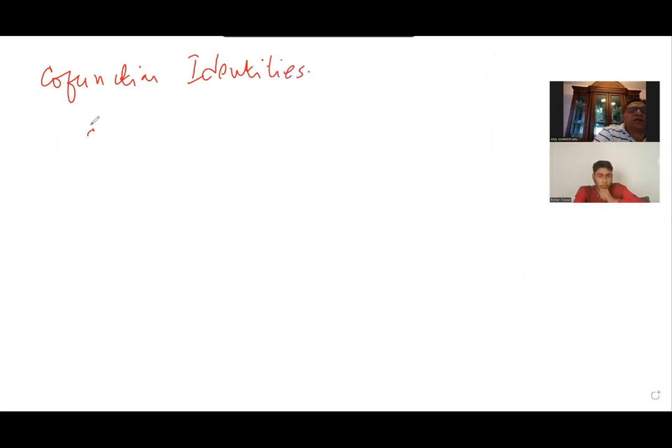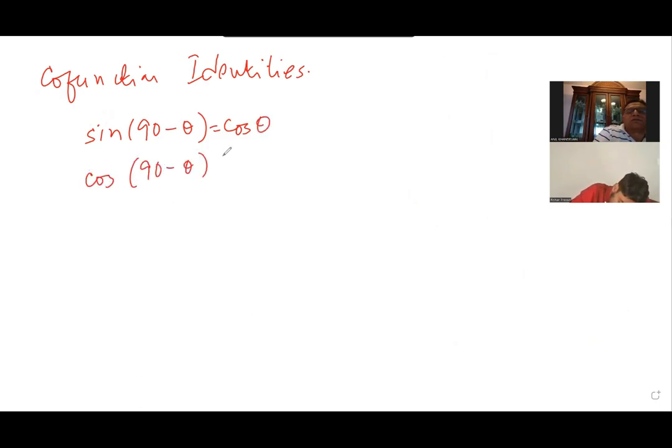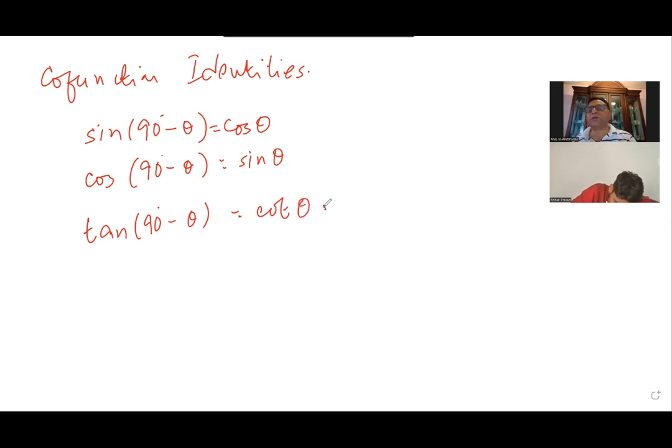So we understood that sine of 90 minus theta is cos theta. Cos of 90 minus theta will be sine theta. And tan of 90 minus theta, all in degrees, will be equal to cotangent theta. So these are the co-function identities. Is that clear to you?